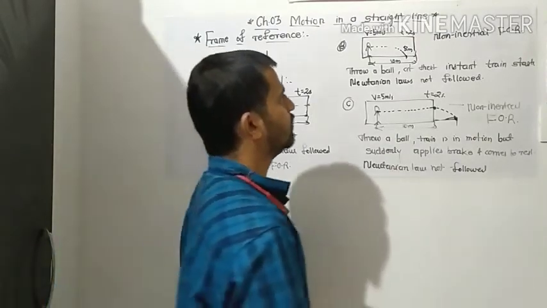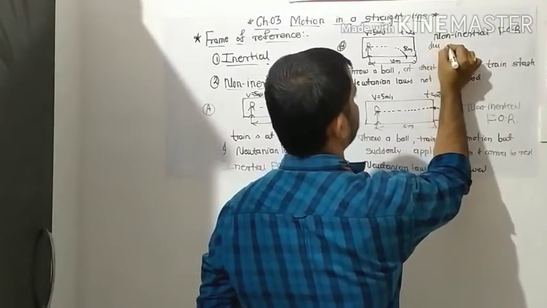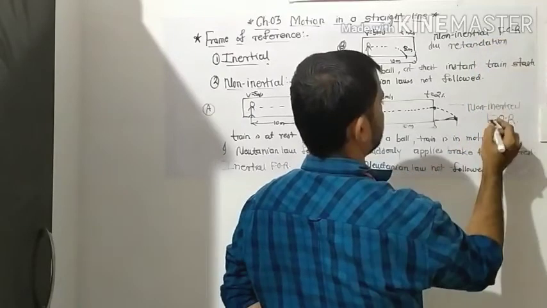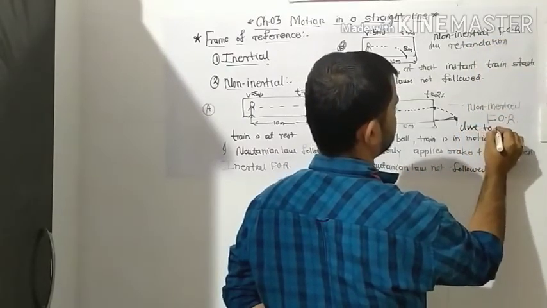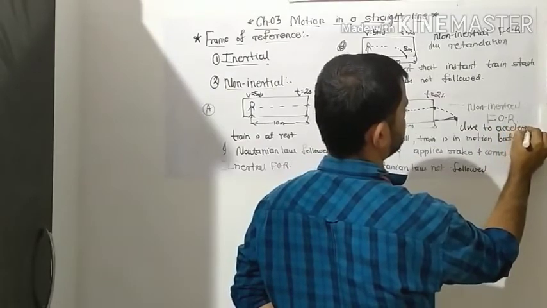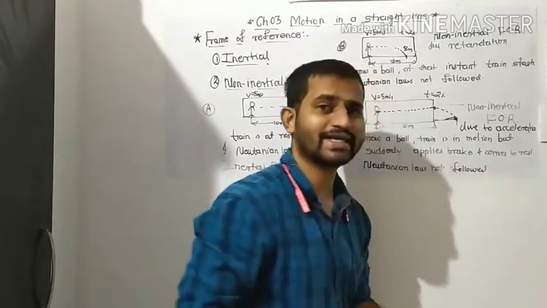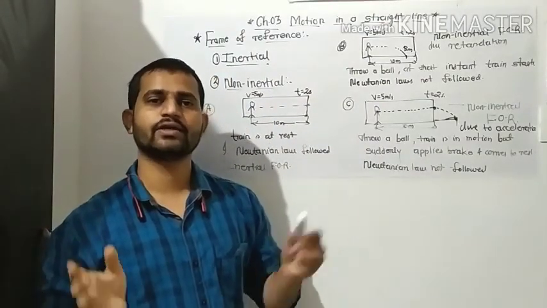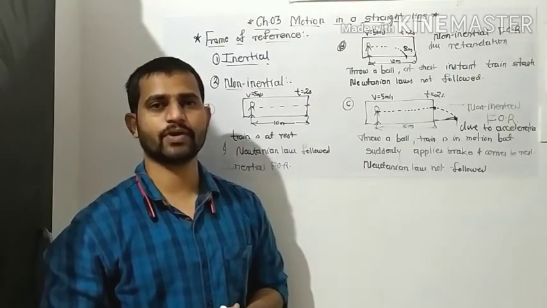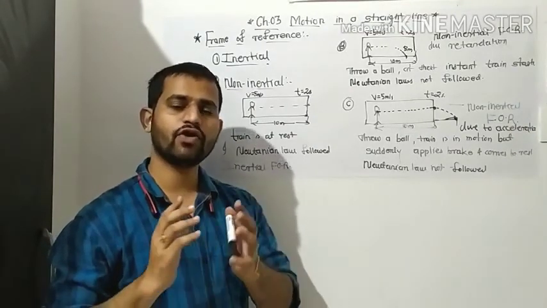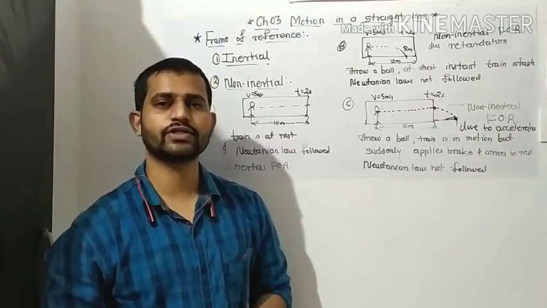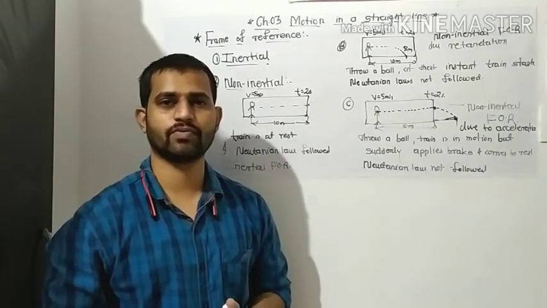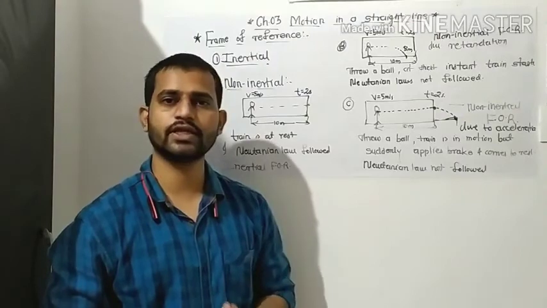Here it is the non-inertial frame of reference, due to retardation, due to acceleration. Whenever there is accelerated motion in any type of motion, that motion comes under the non-inertial frame of reference. But when there is only uniform motion, then in that uniform motion Newton's law will get followed, and that type of motion comes under the inertial frame of reference.